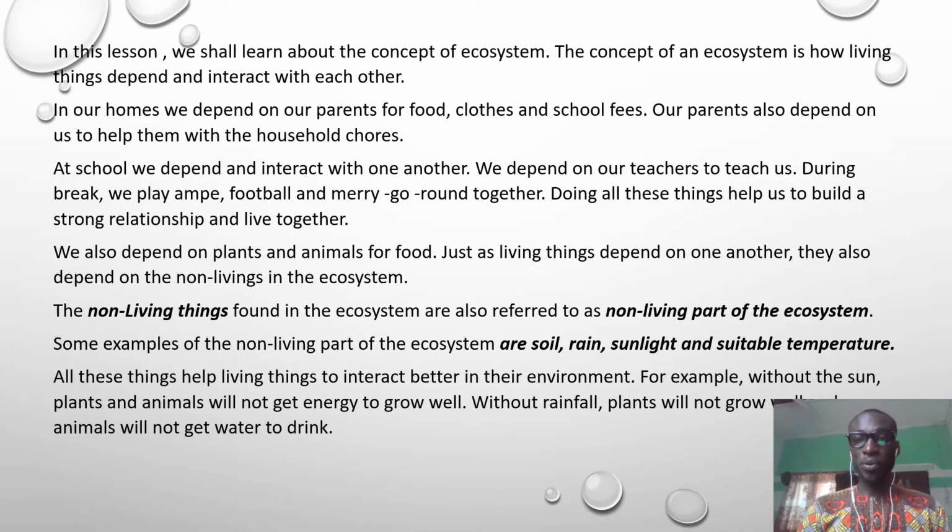For example, without the sun, plants and animals will not get energy to grow well. Without rainfall, plants will not grow well and animals will not also get water to drink. So you realize that there is some sort of interdependency between one another.